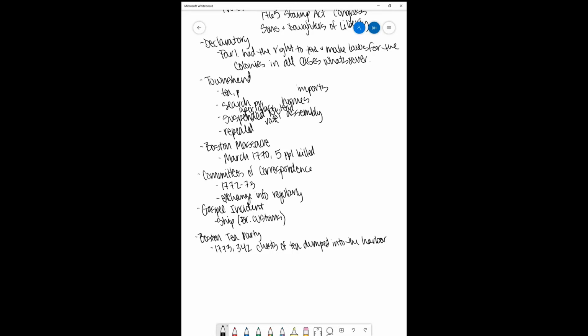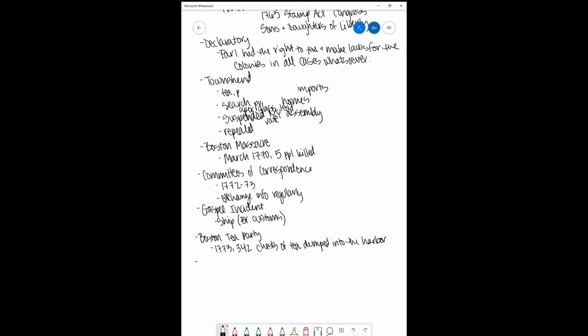Now, nature of the beast, the tea was still cheaper than what they could get from like the Dutch company, but as a matter of principle, the colonists actually boycotted all tea. And in 1773, when a huge shipment of tea came in from the British East India Company, your Sons of Liberty, dressed as Indians in the night, stole onto the ship and dumped all the tea into the harbor.